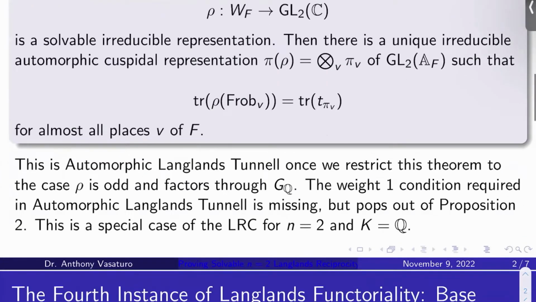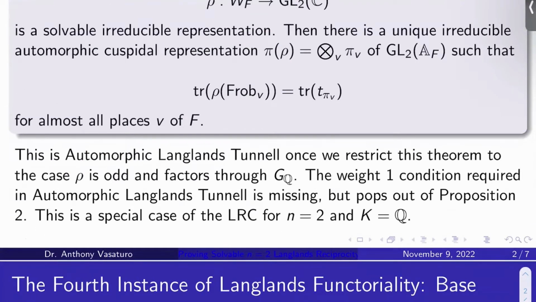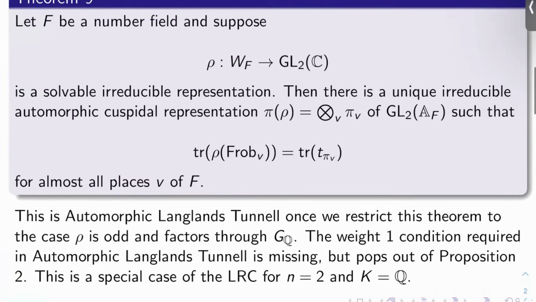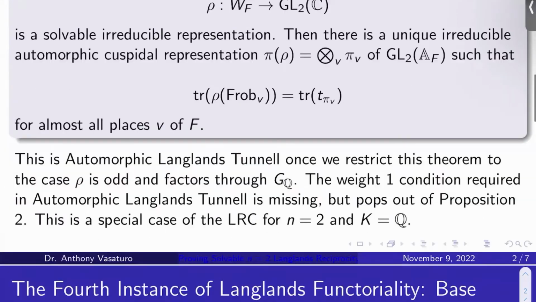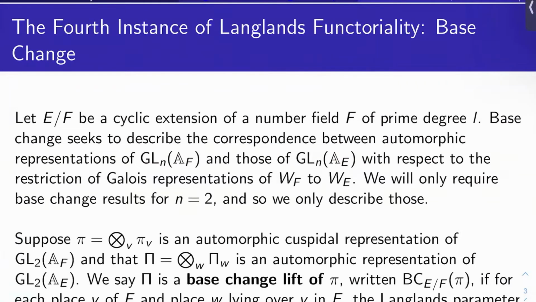Perfect. This is just automorphic Langlands-Tunnell, which we already know implies classical Langlands-Tunnell if we restrict this theorem to the case rho is odd and factors through the Galois group of Q. So it's more general than we need in some sense. And there is a weight one condition, remember, in the conclusion of automorphic Langlands-Tunnell that is not present here. But remember, we discussed that it's not actually missing. It pops out for free. See proposition 2 in a previous video. And also, I should just say again, this is just a special case of Langlands reciprocity when n equals 2 and k equals Q.